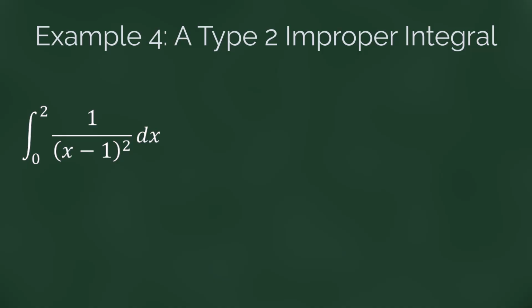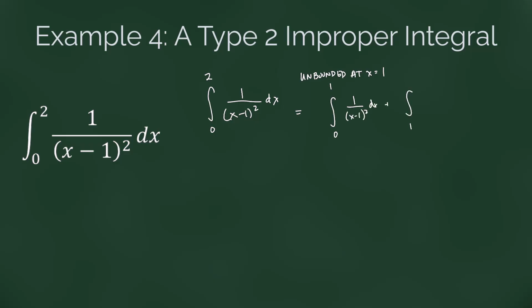For our next example of a type 2 improper integral, we're going to examine the integral from 0 to 2 of 1 over (x minus 1) squared dx, and we'll notice that this is unbounded at x equals 1. So we know our rule tells us we're going to split this into two integrals: the integral from 0 to 1 of 1 over (x minus 1) squared dx plus the integral from 1 to 2 of 1 over (x minus 1) squared dx.